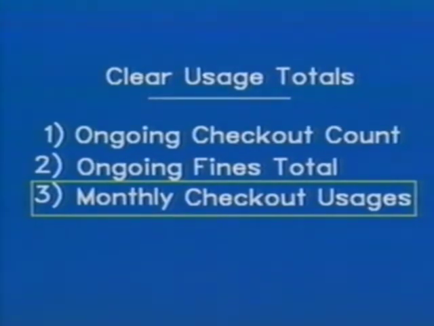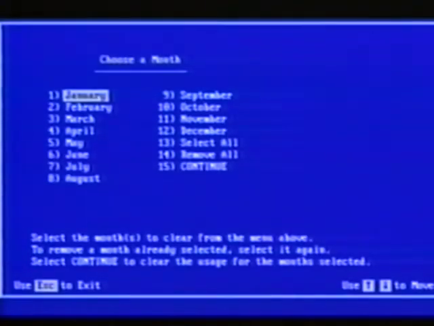The monthly usage totals are stored for each month. They should be cleared once a year before that month rolls around again. Otherwise, the current year's totals will add on to last year's. You may clear them one at a time or all at once by selecting Clear All or Remove All.